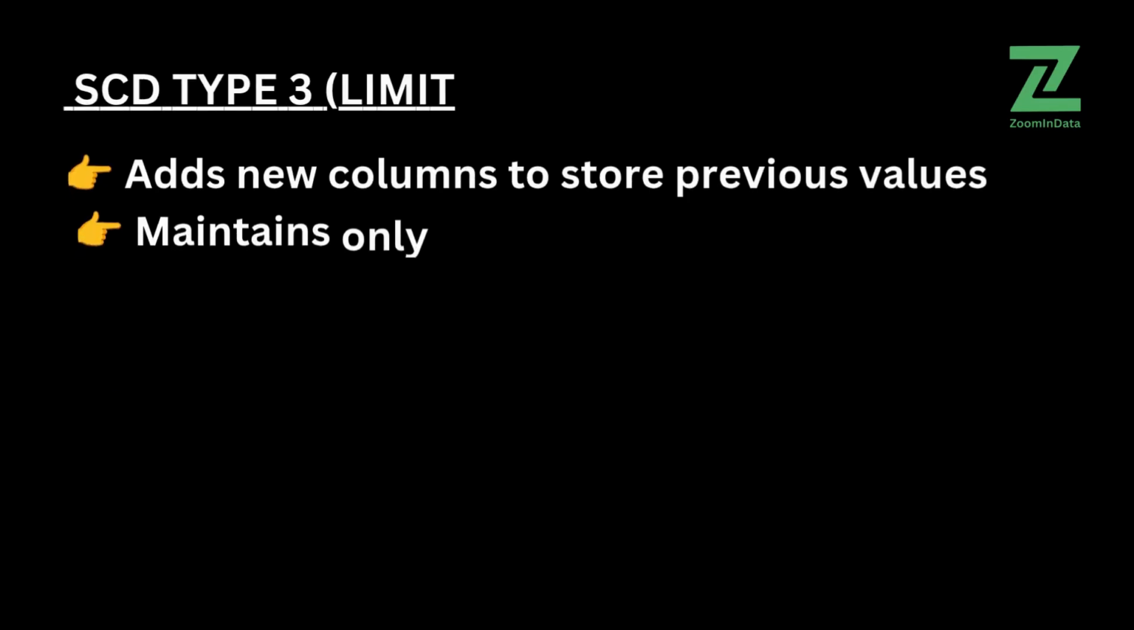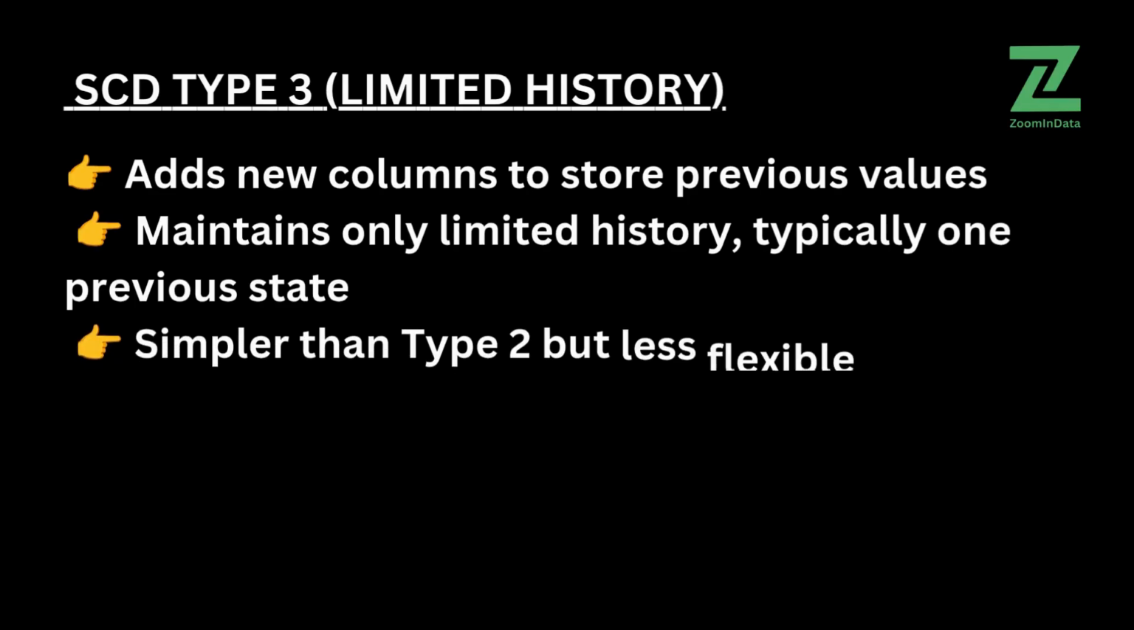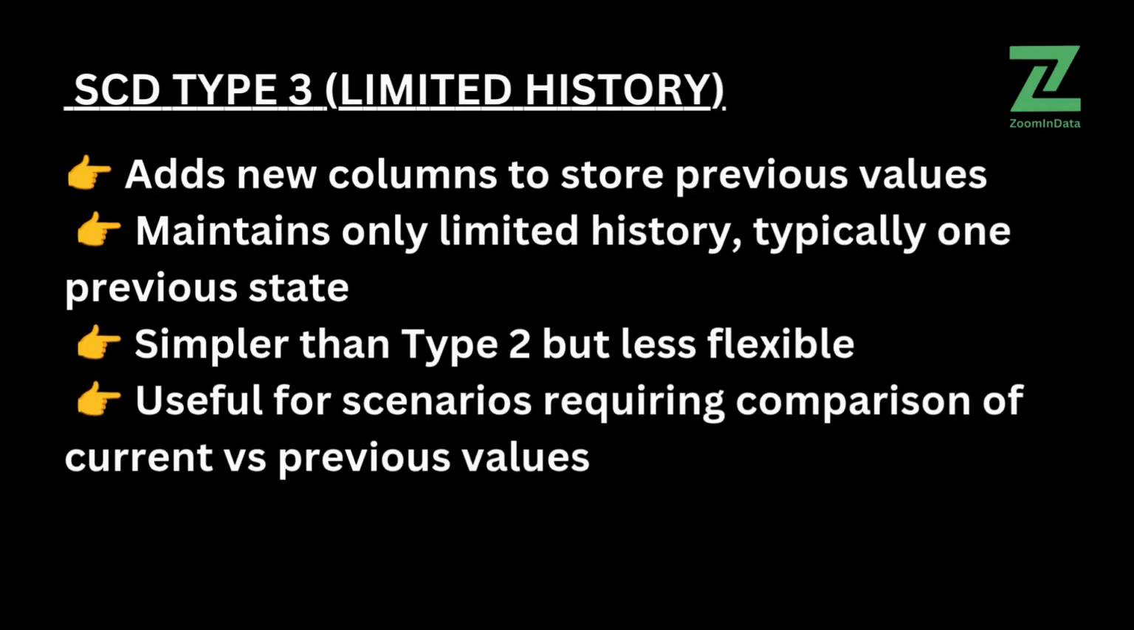SCD Type 3 works by adding new columns to store previous values alongside the current ones. It maintains only limited history, usually just one previous state. This makes it simpler than Type 2, but less flexible in terms of historical tracking. It is useful in scenarios where comparing current values with previous values is sufficient.